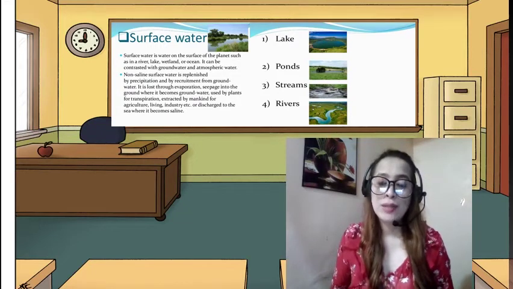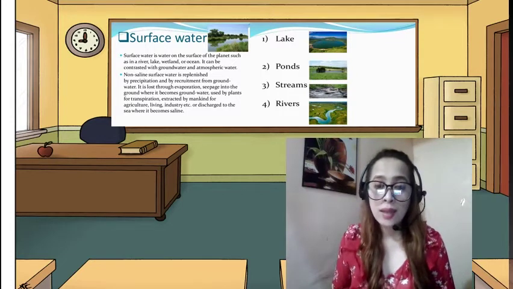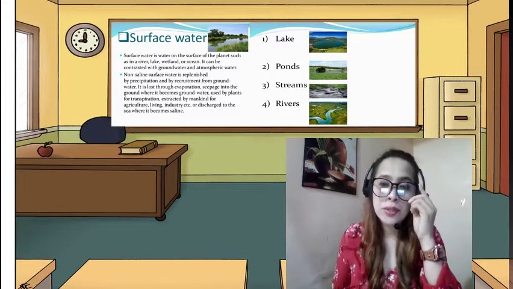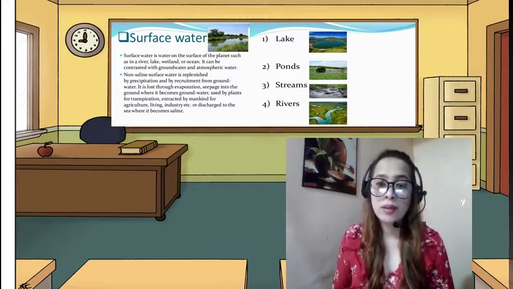So the surface water is the water on the surface of the planet, such as a river, lake, wetland, or ocean, that can be contrasted with groundwater and atmospheric water. Non-saline water is replenished by precipitation during the water cycle, and by recharge from the ground.